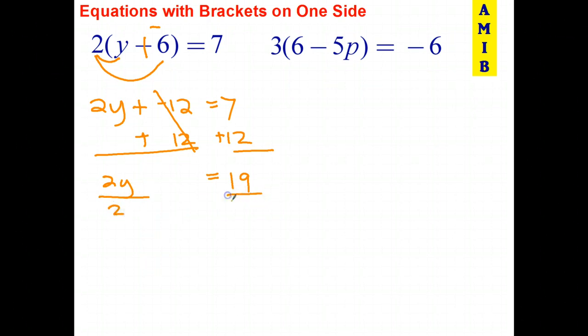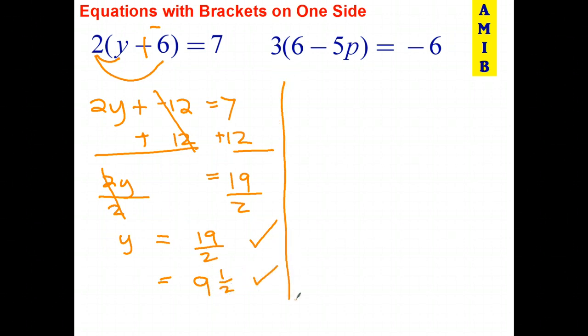Divide both sides by 2. And final answer, y is 19 over 2. If you prefer, it's fine to leave it like that, but 2 goes into 19 9 times with 1 remainder, so you can also leave it as a mixed number. Once again, you could have divided both sides by 2. That's still a correct step, but that gives you a fraction, and then you have to work with a fraction to finish it off.